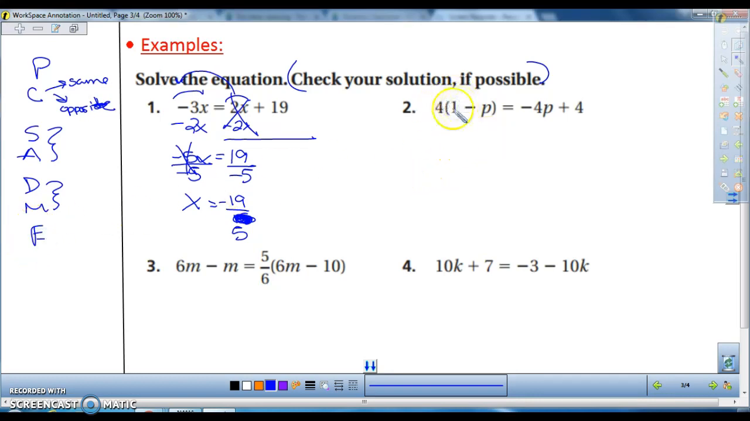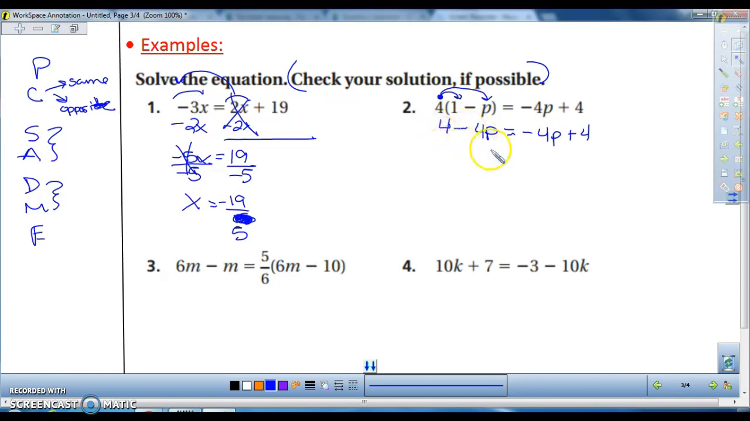Okay. Parentheses. Does example 2 have parentheses? Yes. Distribute to get rid of the parentheses. Distribute using the operation of multiplication. 4 times 1 is 4. 4 times p is 4p. A positive times a negative is a negative. Okay. Combine like terms. Same side first.